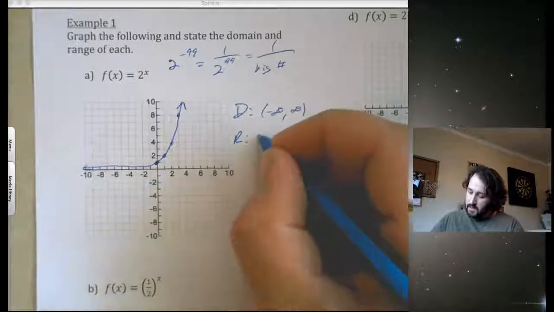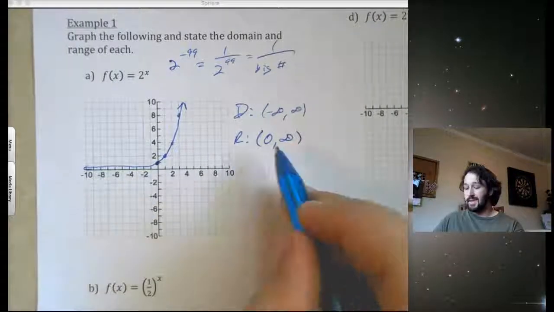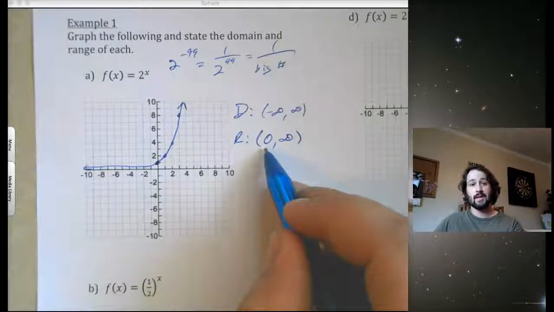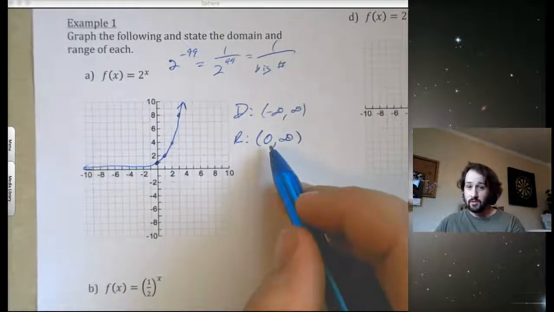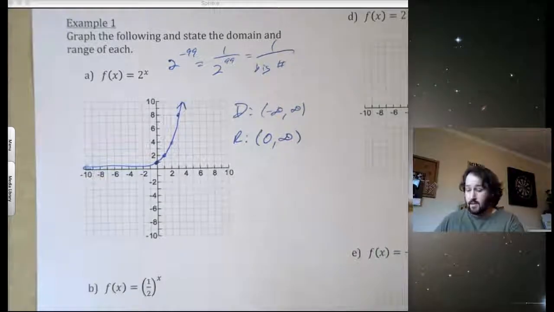Range. So it's going to get close to 0, but it's never going to touch it. It's going up forever. So notice on that 0, I put a parenthesis to indicate that it is getting closer and closer, but it's never actually touching 0. All right, that's it. That's all they asked for.